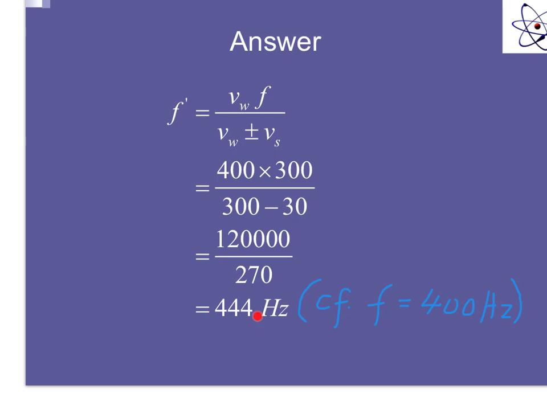Here is the answer with formula and working. I should have just written minus sign here to make the denominator smaller. Why smaller? Because we want the final answer to be greater. Why greater? Because we know that the ambulance is approaching the observer, and the observer is picking up an apparent frequency which is greater than the actual frequency. So the apparent frequency is 444 Hertz as compared to the actual frequency of 400 Hertz.